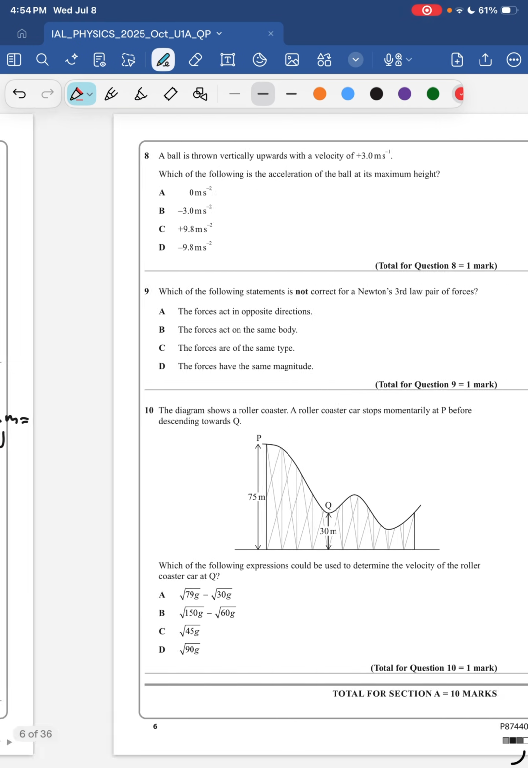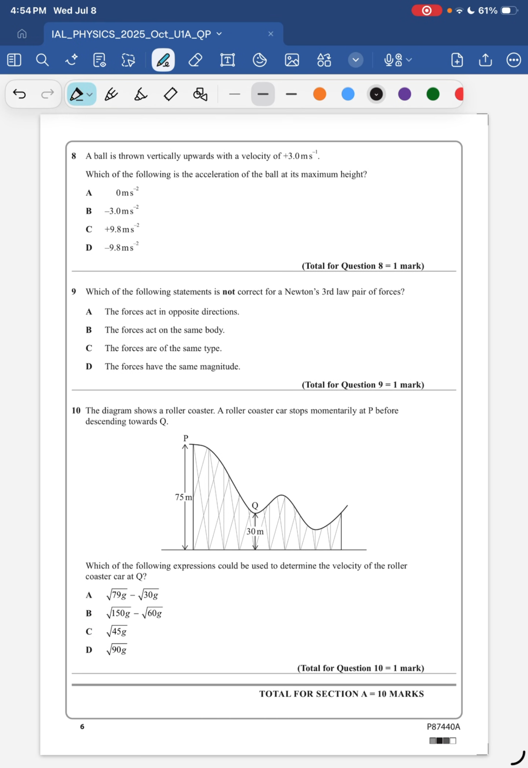Let's move on. Question 8. A ball is thrown vertically upwards with a velocity of 3 meters per second. Which of the following is the acceleration of the ball at its maximum height? So you throw the ball. This is the ball, moving up.